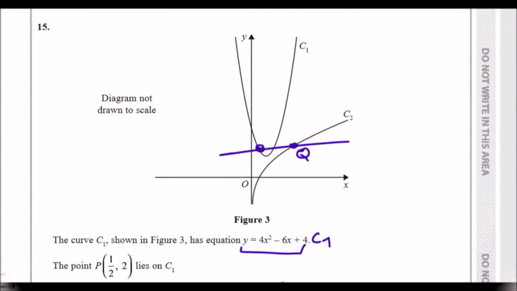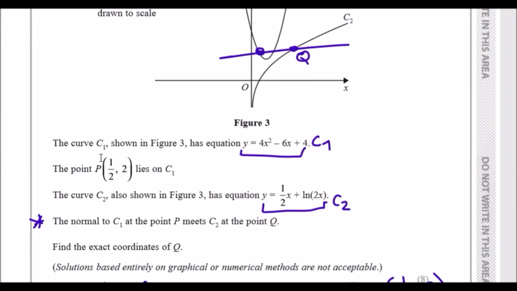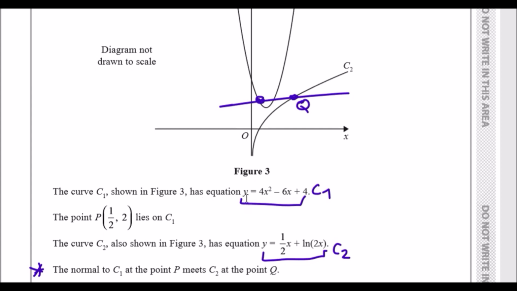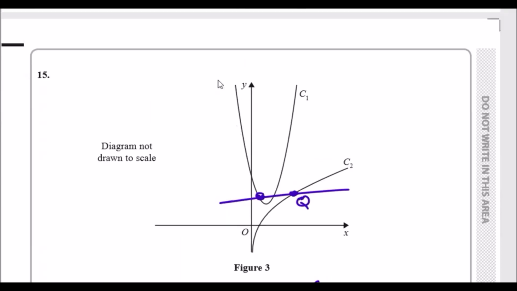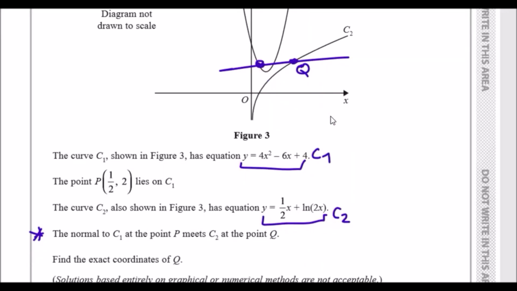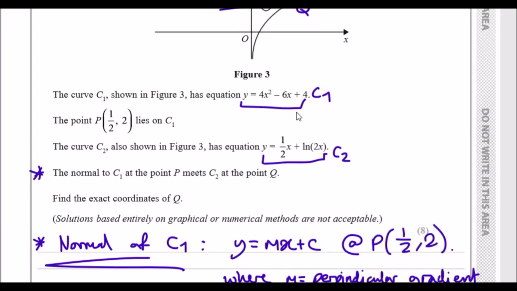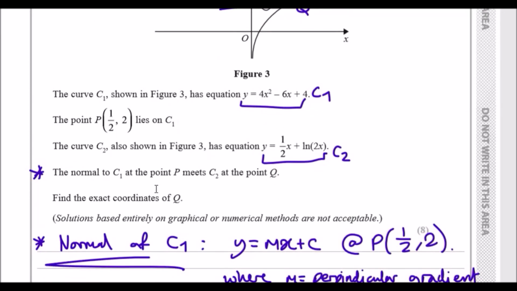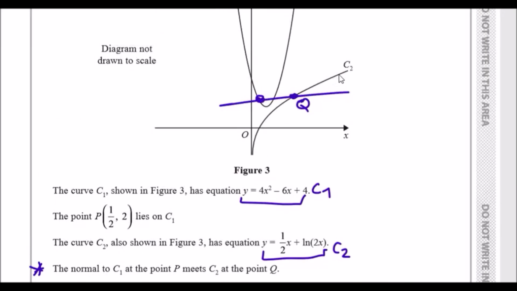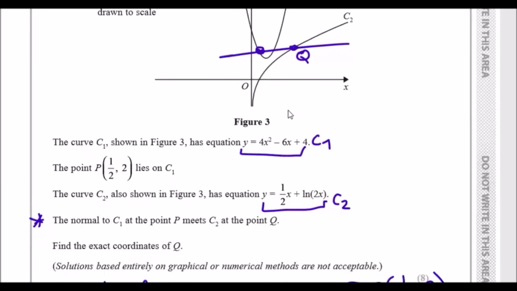Okay, number 15 guys, here we go. So we got a curve C1 shown in figure 3 has this equation, okay? So it's a standard quadratic equation. So this is C1. And it looks like we also have a C2, another equation here, which is actually a log equation. So half x plus the natural log of 2x. And of course, they're both non-intersecting.